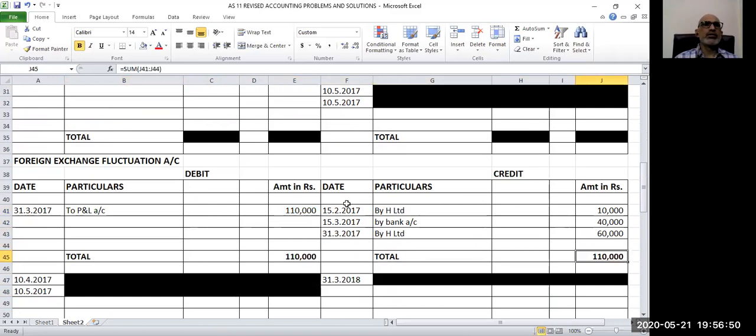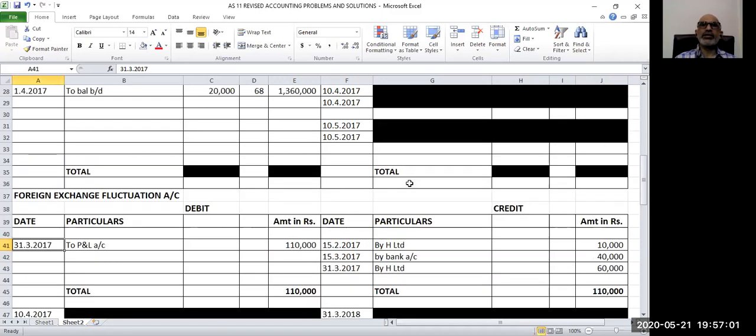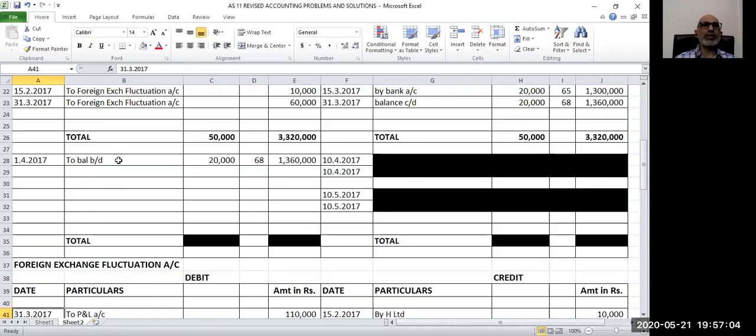The entry is foreign exchange fluctuation account debit to profit and loss account 110,000 on 31st March 2017. Now in the subsequent year, we have carried forward the balance of 20,000. 68 rupees is the value. Aggregate amount due is 13,60,000.